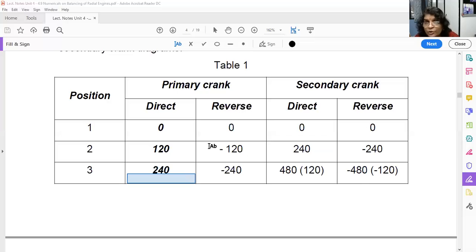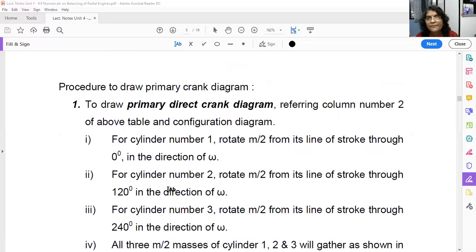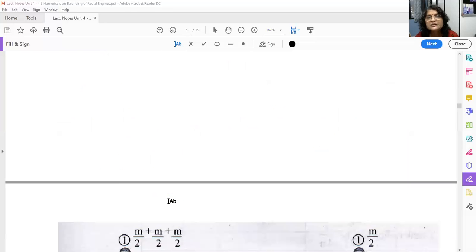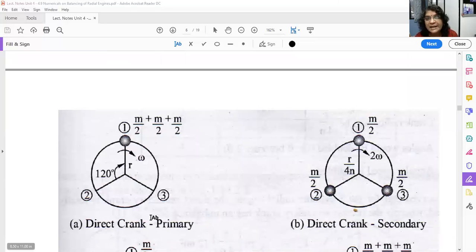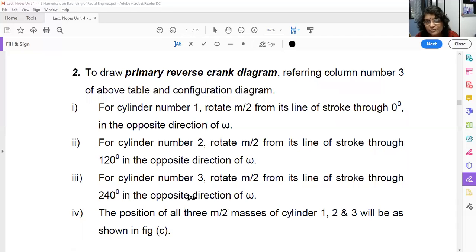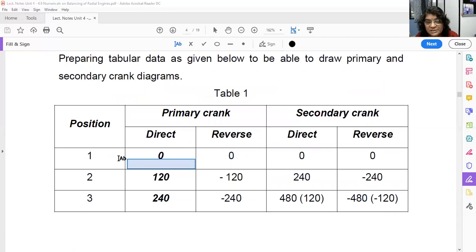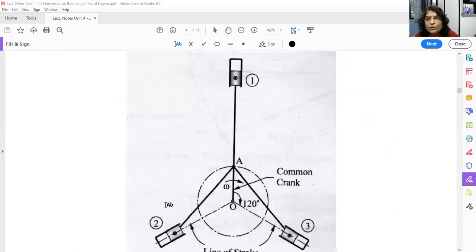Now, according to these 4 columns, I have to draw these 4 diagrams. Okay, so let us consider this first diagram, that is direct crank primary. Where is our cylinder number 1? Here already. I have to rotate it by 0 degree. Now you have to refer to this first column. Let us just remember, cylinder number 1 I have to rotate by 0 degree, cylinder number 2 by 120, and cylinder number 3 by 240 degree. And these are the positions, cylinder number 1, 2, 3.